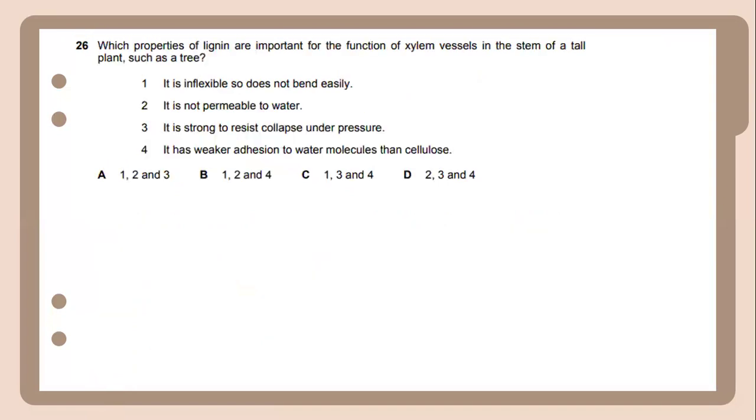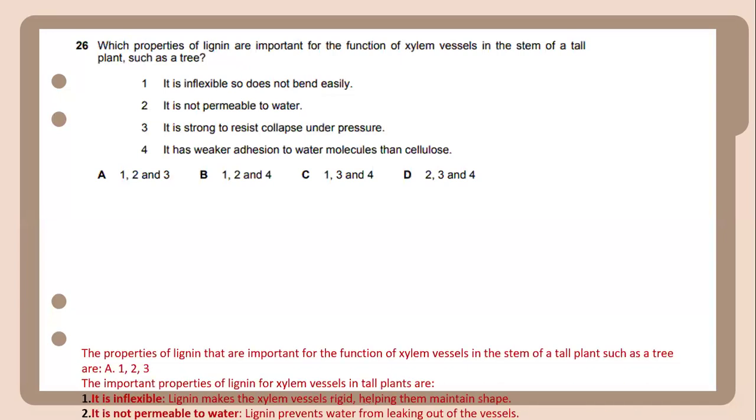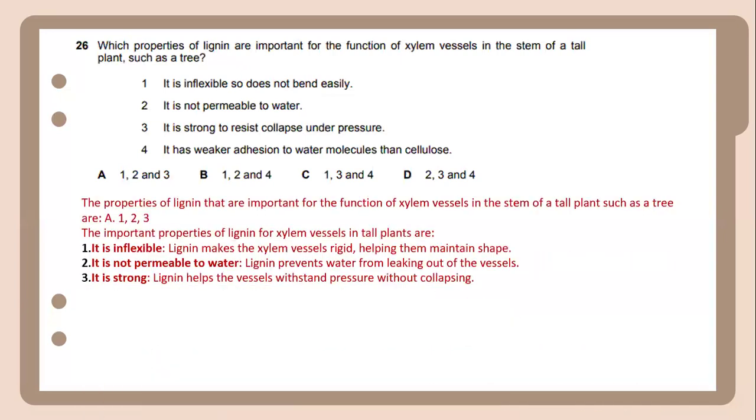Which properties of lignin are important for the function of xylem vessels in the stem of a large plant, such as a tree? The answer will be A. Lignin is inflexible, which makes the xylem vessels rigid, helping them maintain shape. It is not permeable to water, so lignin prevents water from leaking out of the vessels. And number 3, it is strong to resist collapse under pressure, because lignin helps the vessel withstand pressure without collapsing.